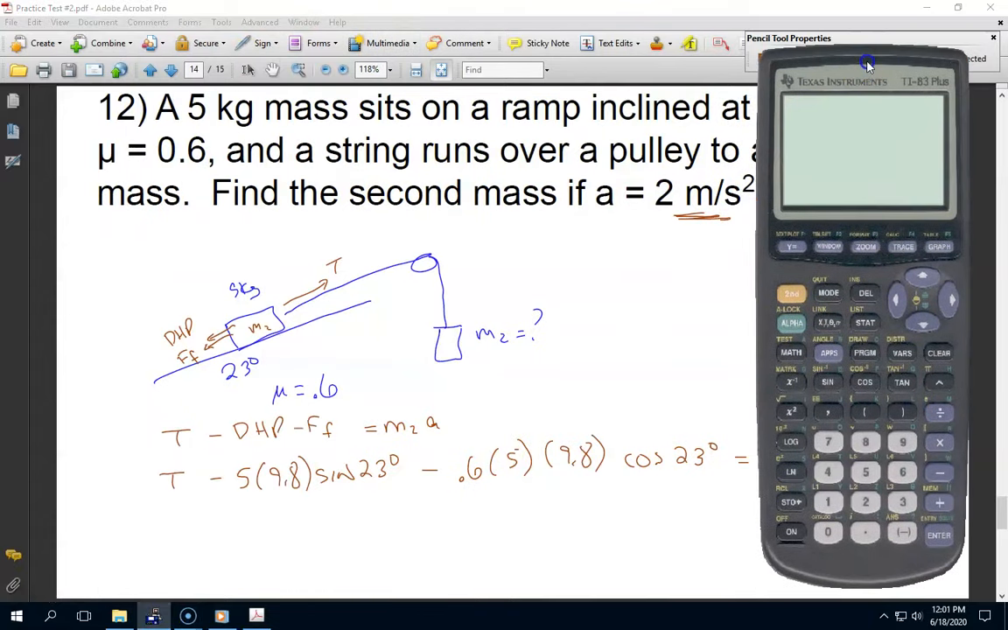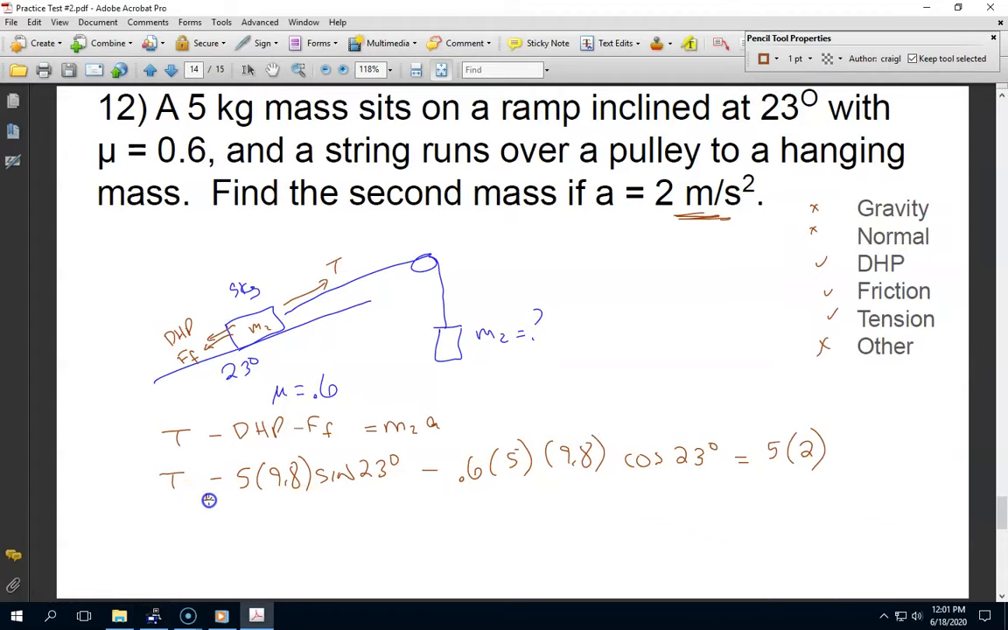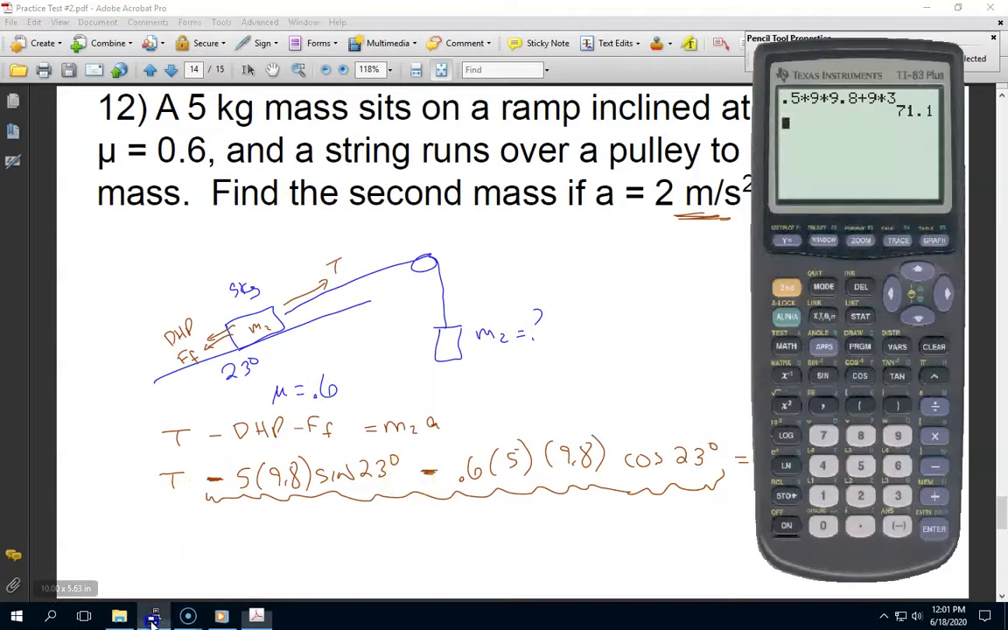And the easiest way to mess this thing up is to forget that little negative sign right here. Please start typing buttons and get a value for all of that, including this negative sign right there. This one's negative, this one's negative. They have to both point downhill, and it's really easy to start with a 5. You really need the negative in there too. So negative 5 times 9.8 sine 23, close, minus. See how that one's negative and this other one's negative? 0.6 times 5 times 9.8 cosine 23, and that's a negative 46.2.